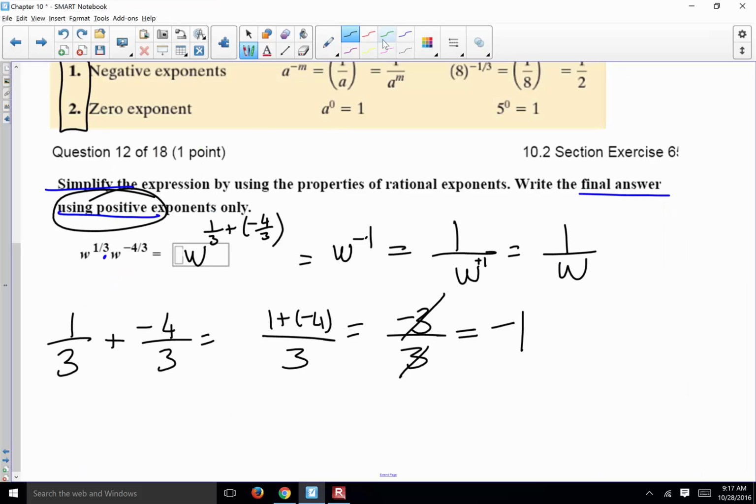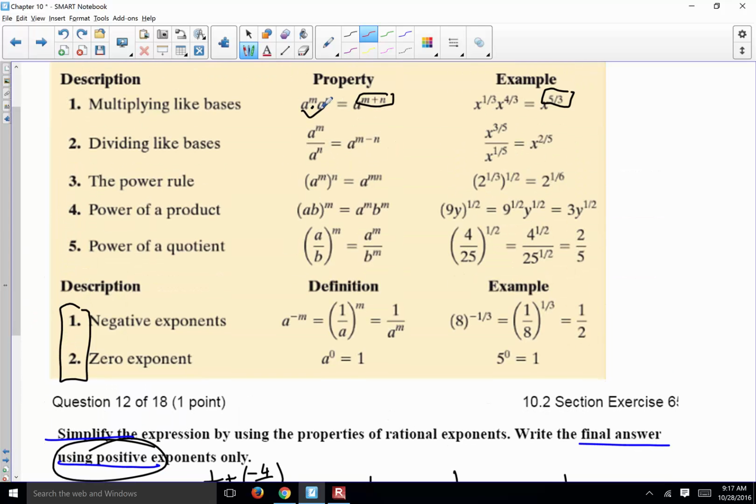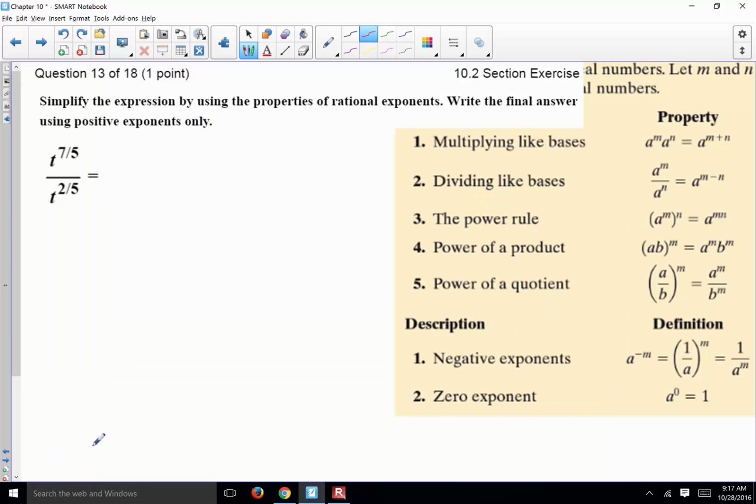So, which rule have we used here? This is rule number 1. Two same bases, different exponents. Keep the base the same, add the exponents, simplify, all that. Rule number 2. I'm sorry, question number 2, next question.